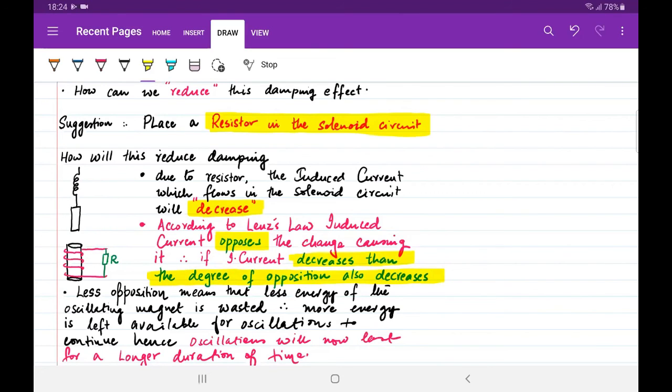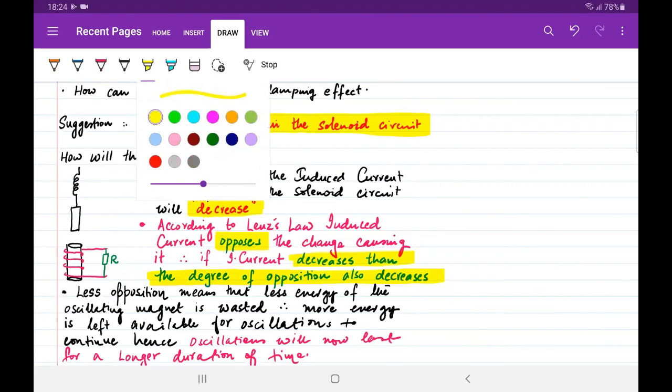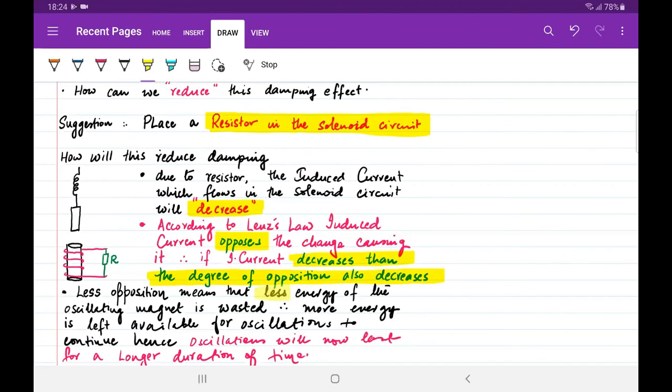रोहिल ने सही वर्डिंग लिखी है. अब तीसरा स्टेटमेंट, less opposition means that less energy is wasted. So less opposition means that less energy of the oscillating magnet is wasted. Therefore, more energy is left available for the oscillations to continue. Hence, we can expect the oscillations to now last for a longer duration of time.